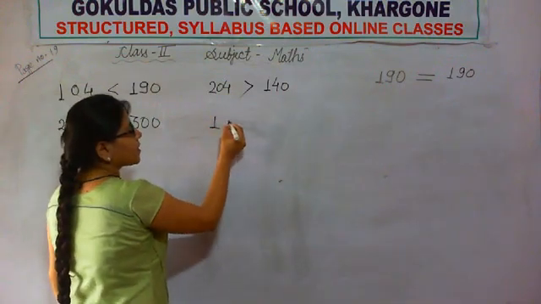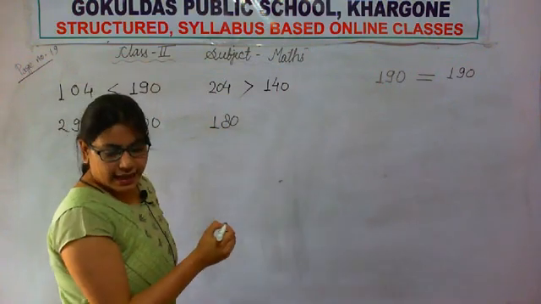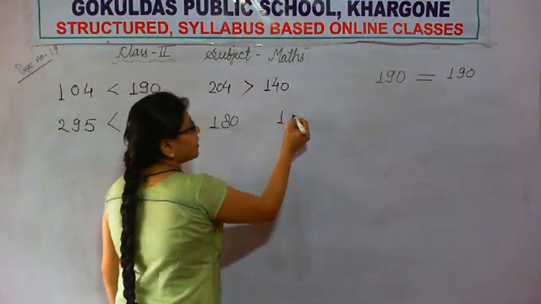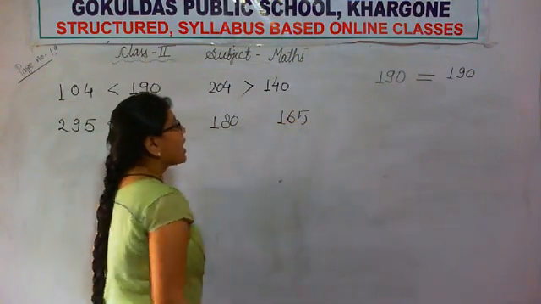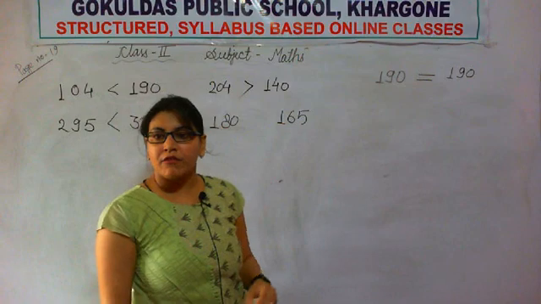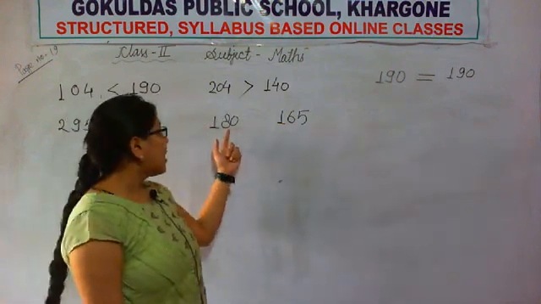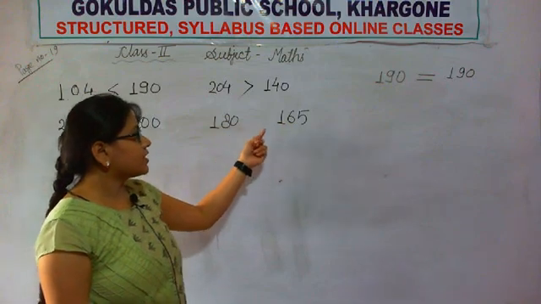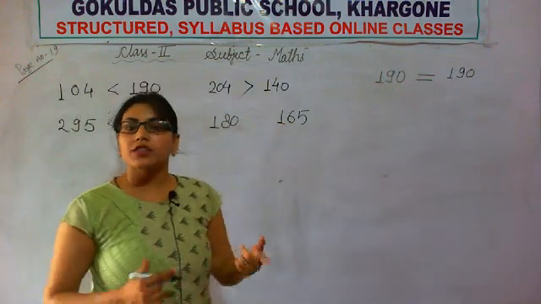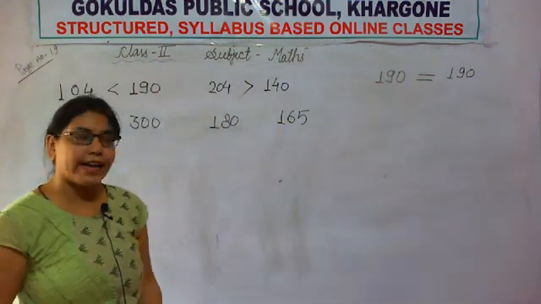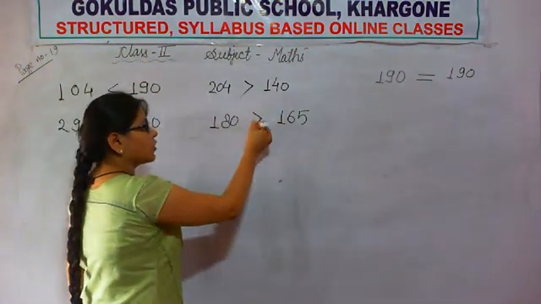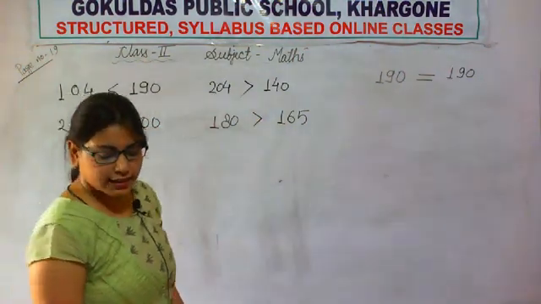Next one, 180 and 165. Now both the numbers have 1 at hundreds place. So we will check for the tens. Here 8 is at tens place and here 6. So 8 or 6, which one is bigger? 8. So we will put this open mouth sign towards 180.